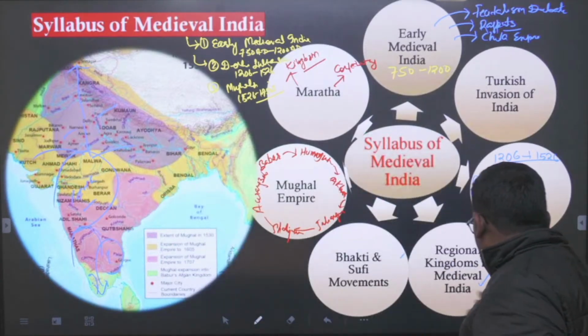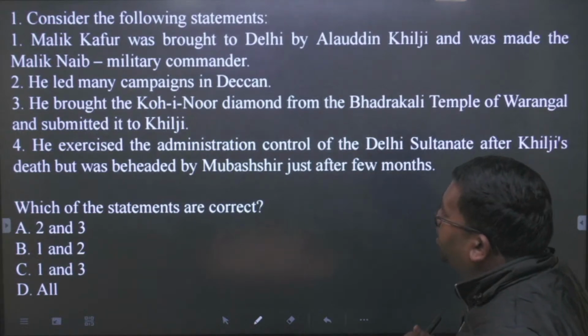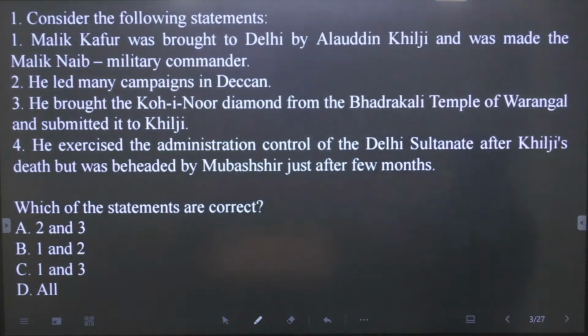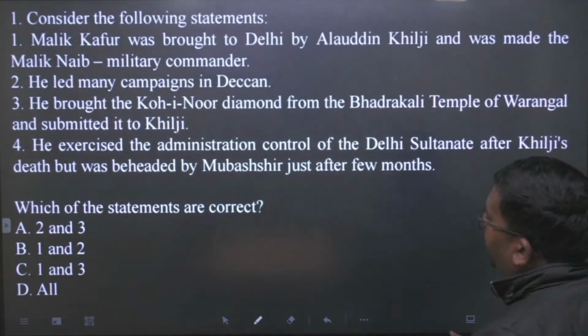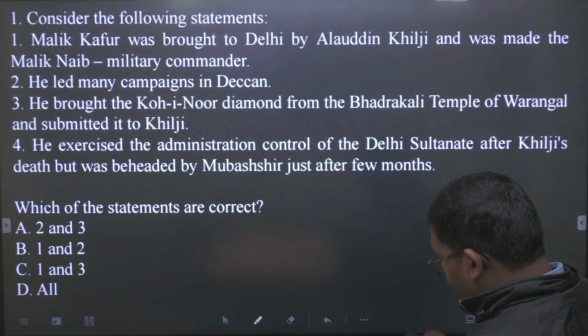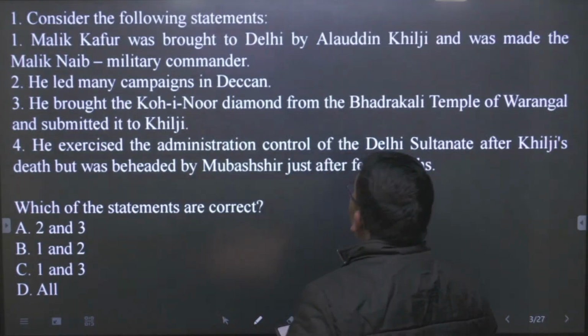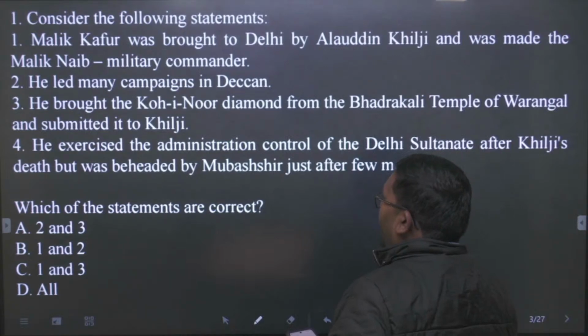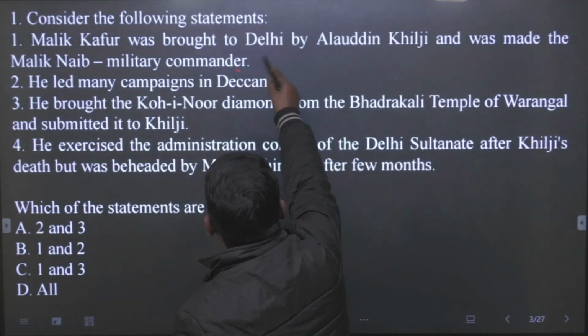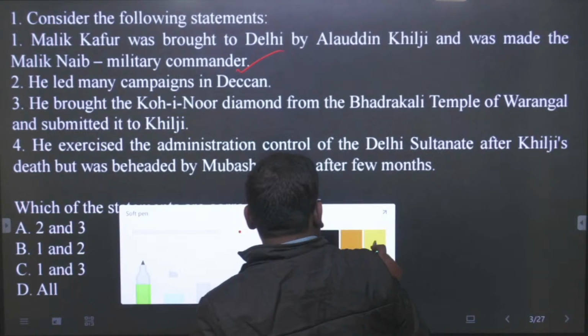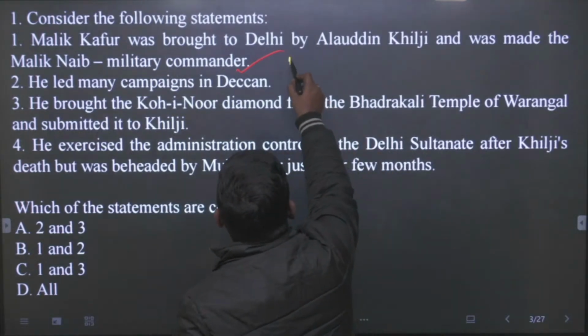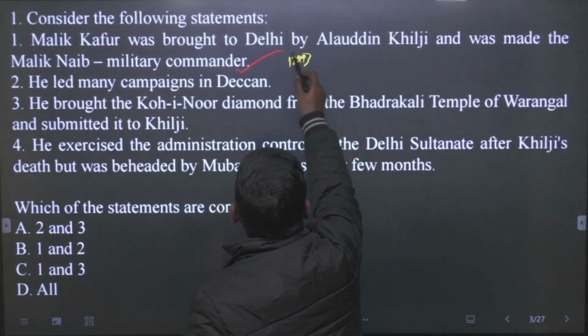Okay, so the first question for us is related to Malik Kafur. Please solve this question. Question 1: consider the following statements. Malik Kafur was brought to Delhi by Alauddin Khilji and was made the Malik Naib, a military commander. Yes, this statement is true. This statement is true because he was brought to Delhi in 1299. So this statement is true.